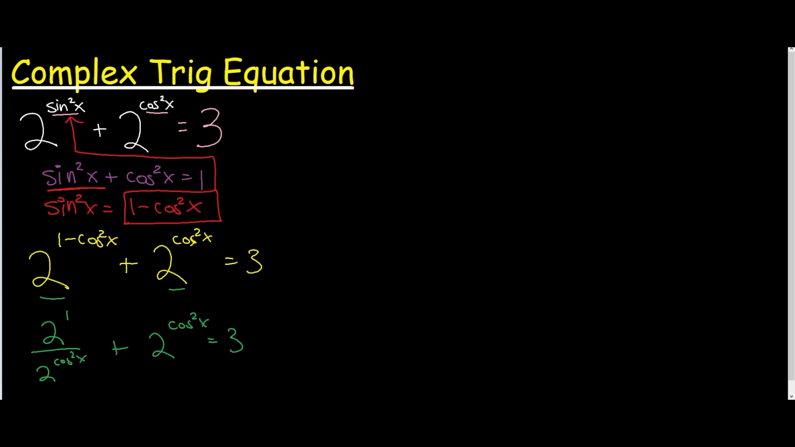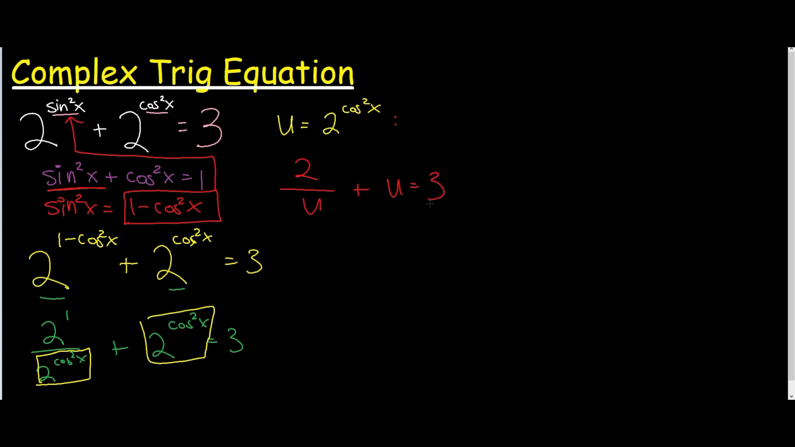Okay, at this point, we can use substitution. So what I'm going to do is substitute 2 to the cosine squared x with a new letter, a new variable. So this can be whatever you want. In this case, I'm going to be using u, just because I feel like using a u, right? No particular reason. Okay. And if I do that, I'm going to end up with 2 over u plus u is equal to 3.